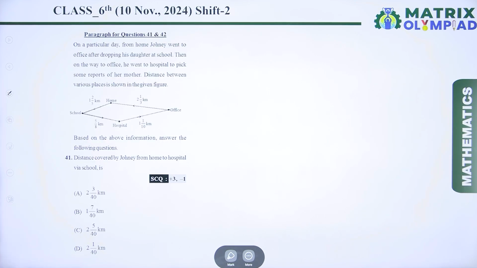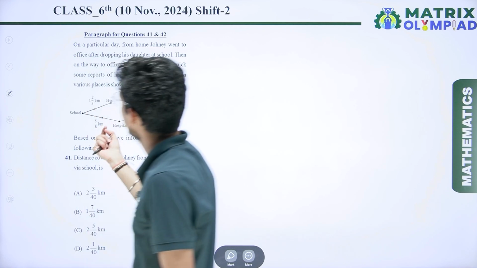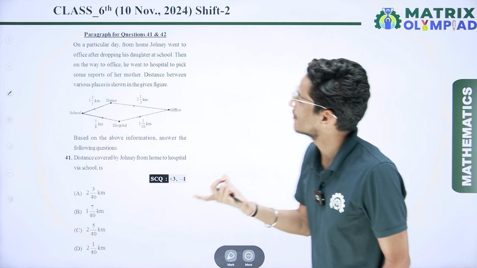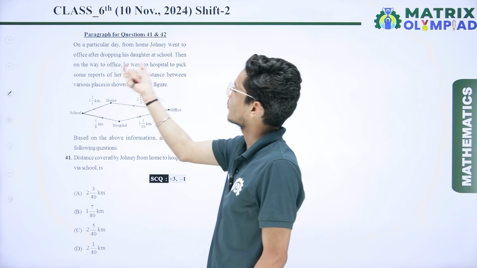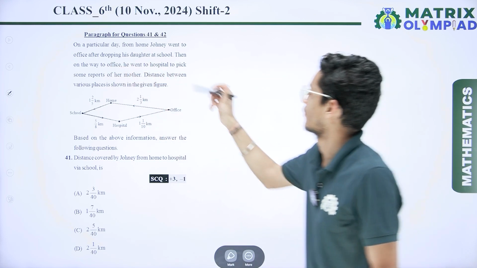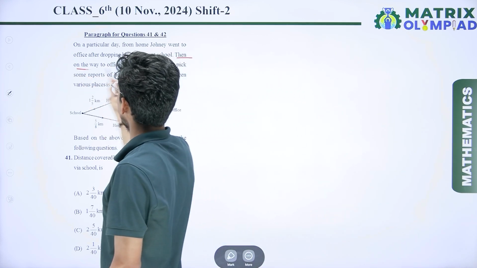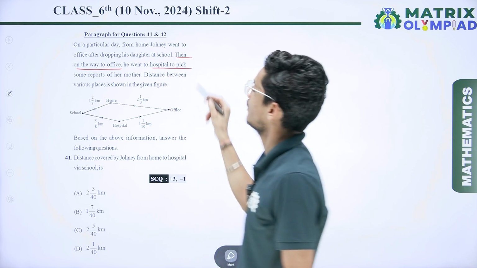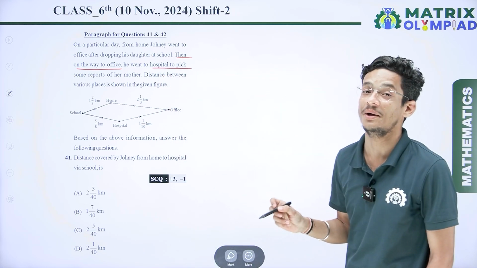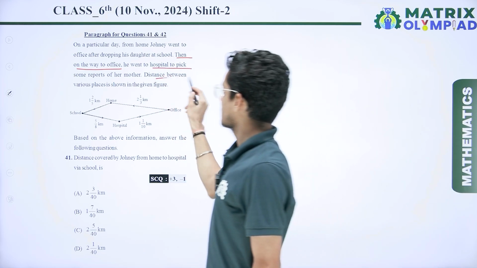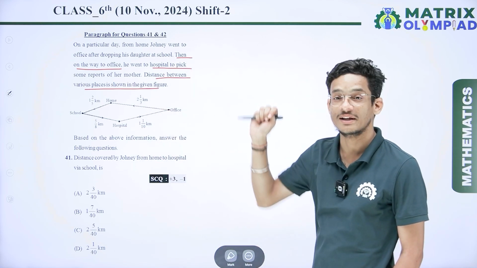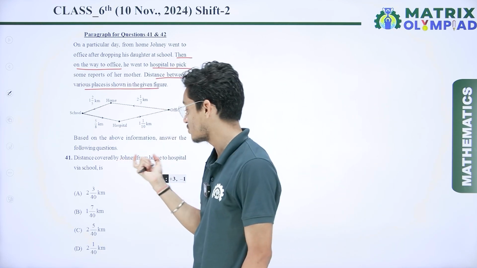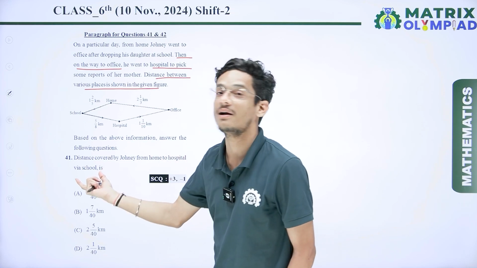Now the next question is again based on a paragraph, and the paragraph is that on a particular day, Johnny went from home to office after dropping his daughter at school. Then on the way to office, she went to the hospital to pick up some reports of her mother. The distance between various places is shown in the given figure. So here we have a figure, and the question is the distance covered by Johnny from home to hospital via school.